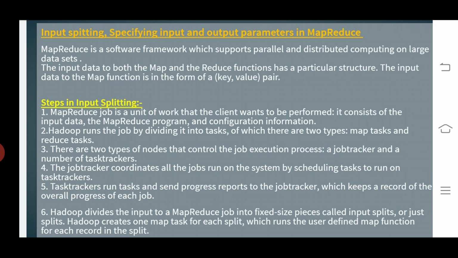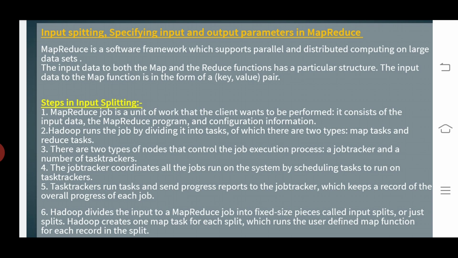The job tracker coordinates all the jobs. It runs them on the system by scheduling the tasks to run on task trackers. What I meant to say is that the job tracker coordinates all the jobs, running them on the same system by scheduling the tasks to run on task trackers.